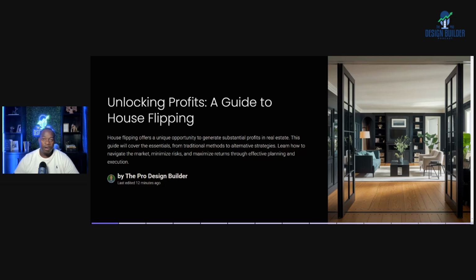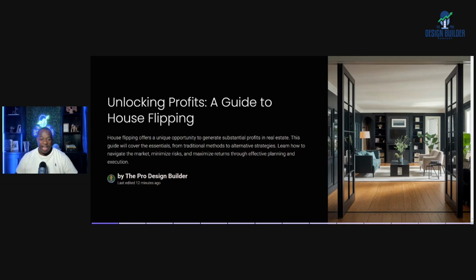Within that, an alternative to house flipping is considered wholesaling and creative finance. So, in this lesson one, we're going to break down exactly what all of these elements are that go into a house flip. So, let's get started.